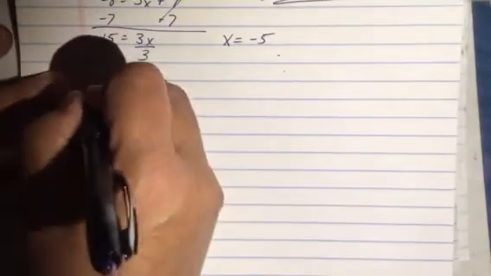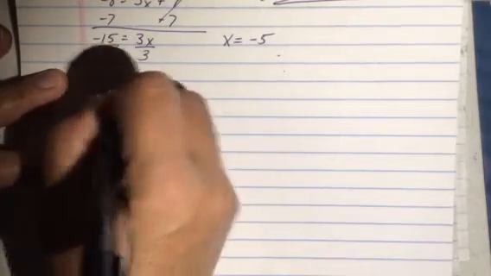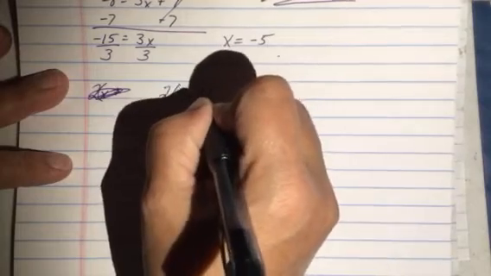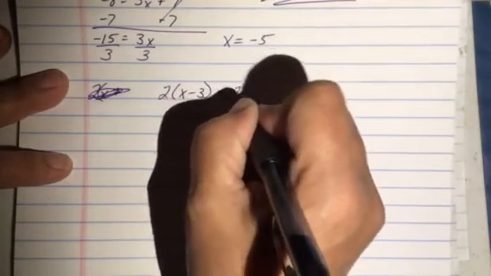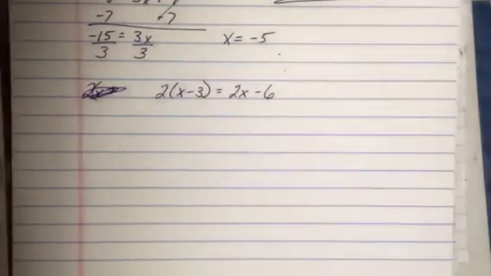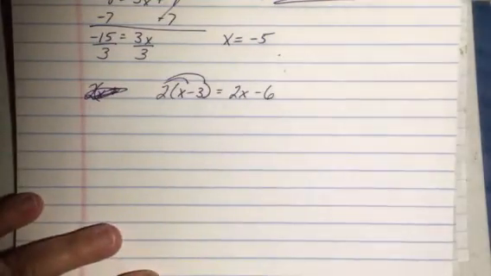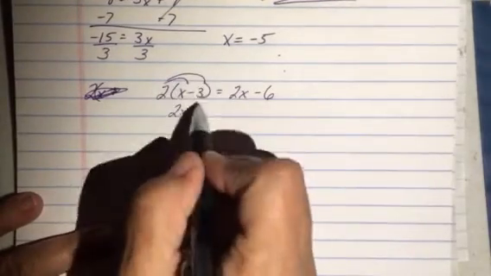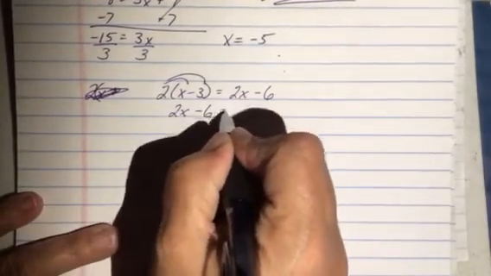The next one, well, if I could write it correctly. Step 1, we got to solve for x. So distribute. Share the 2 through, so 2 times x gives us a 2x, and 2 times negative 3 gives us a negative 6.